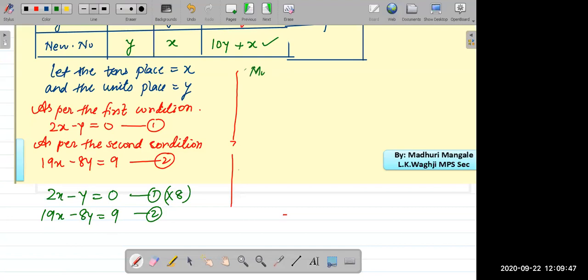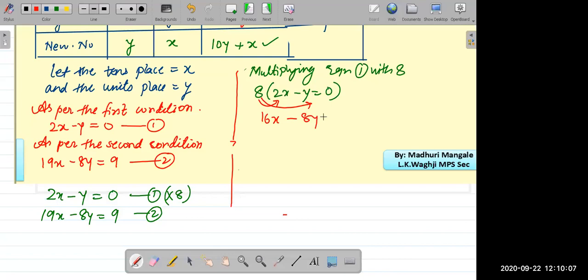So we are multiplying equation 1 with 8. So that would be 8 times 2x minus y equals to 0. We will multiply 8 to each term. So that would be 8 times 2x, 16x, minus 8 times y, that would be 8y equals to 0, right? This is our third equation.